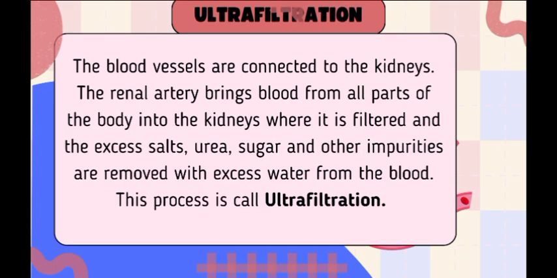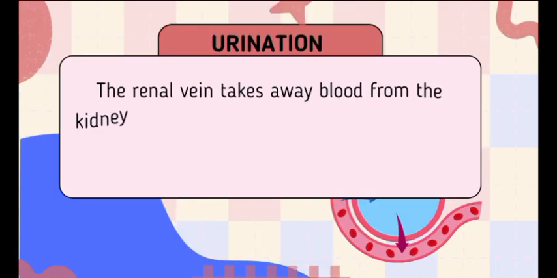The renal artery, you can see the renal artery, brings blood from all parts of the body into the kidneys, where it is filtered. That process is called ultrafiltration. It is filtered, and the excess salts, urea, sugar, and other impurities are removed with excess water from the blood.